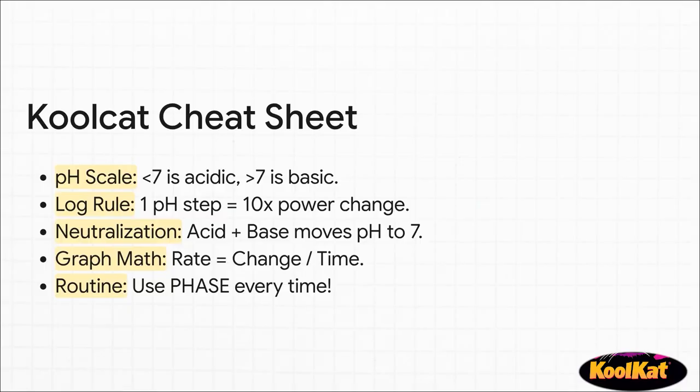Let's wrap this all up on one powerful, official CoolCat cheat sheet. If you can remember these key points, you are golden. Below 7 is acidic, above 7 is basic. One pH step is a 10x power change. An acid plus a base moves things towards 7. And sometimes they might ask you for a rate, which is just the change divided by the time. And of course, always, always, always use that PHASE routine.